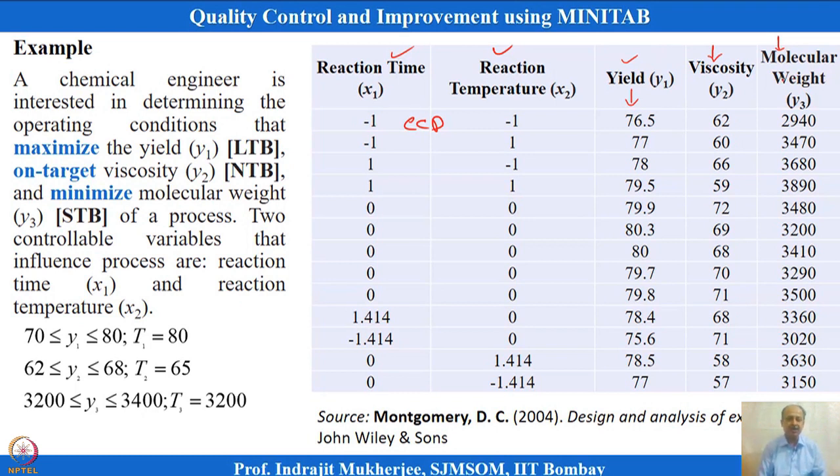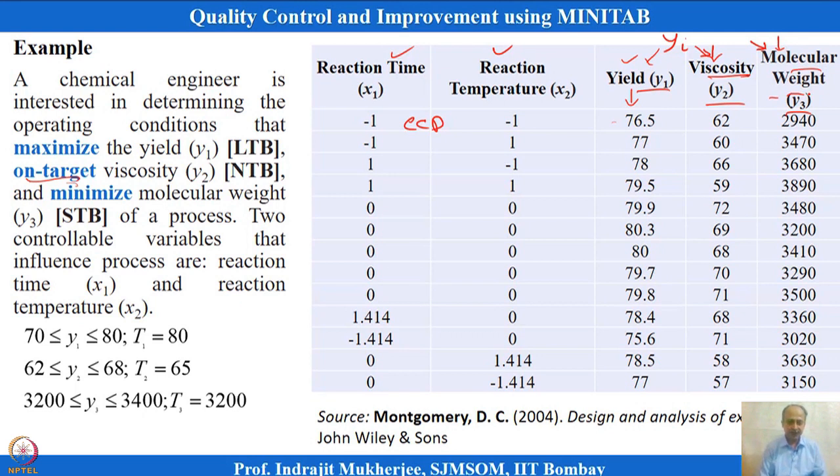In this case the problem becomes difficult because trade-off solutions are required, and there may be interrelationships between these y characteristics. The yield and this one are correlated, and we have to find the setting for x1 and x2 that will optimize all the variables. It is not easy; it is a difficult problem known as the multiple response optimization problem. So the CCD design was used, and we have the responses. Now we want to maximize yield, keep the viscosity on target, and minimize the molecular weight, that is Y3. So one is maximization, one is on target, and one is minimization.